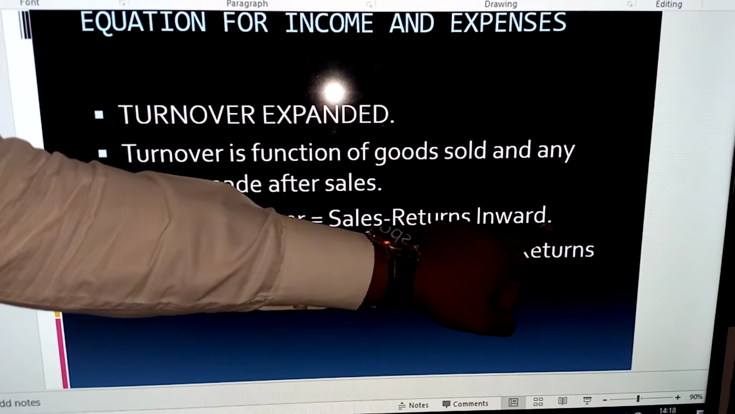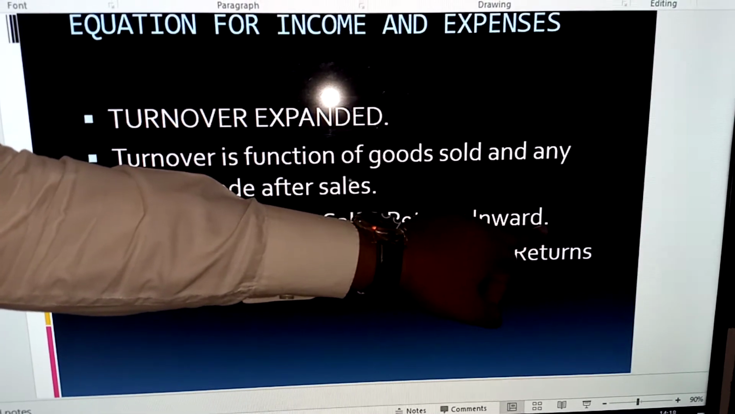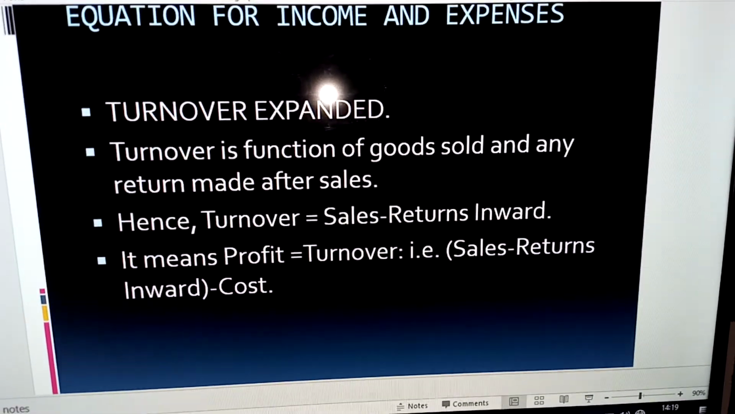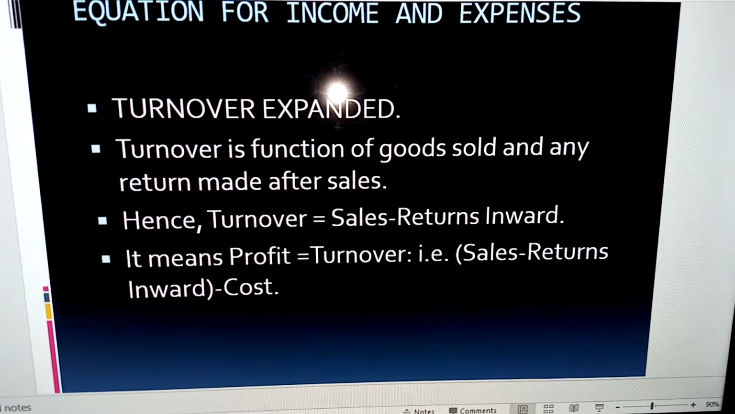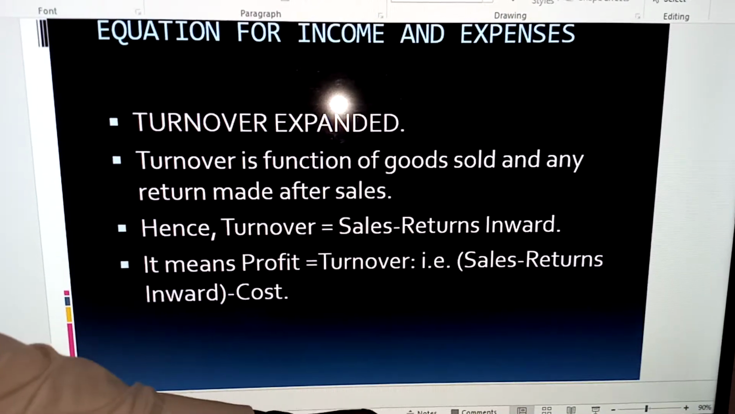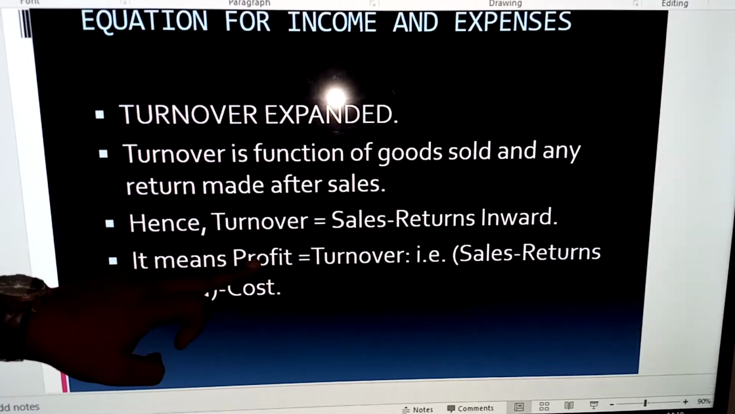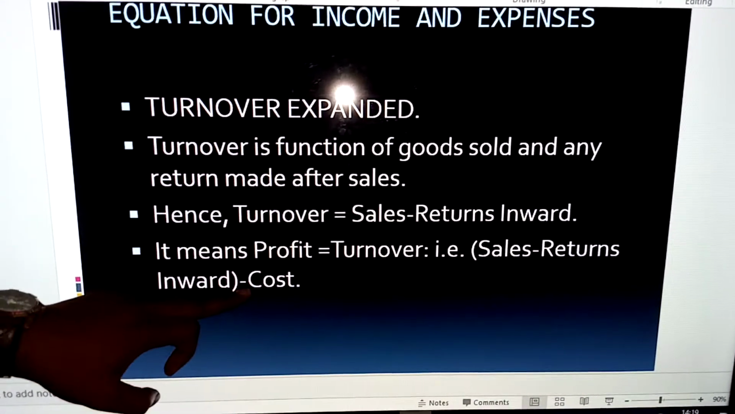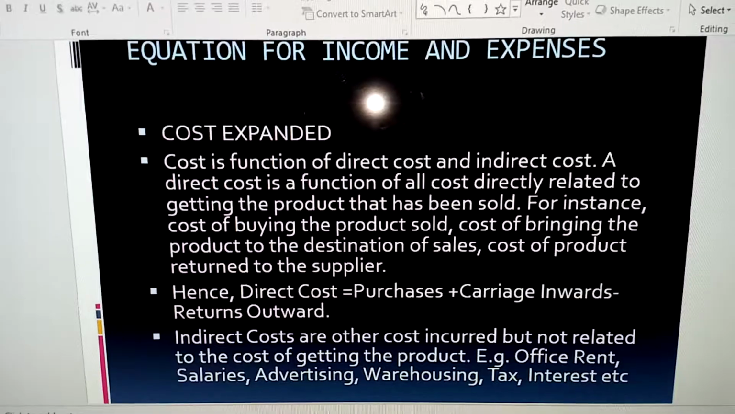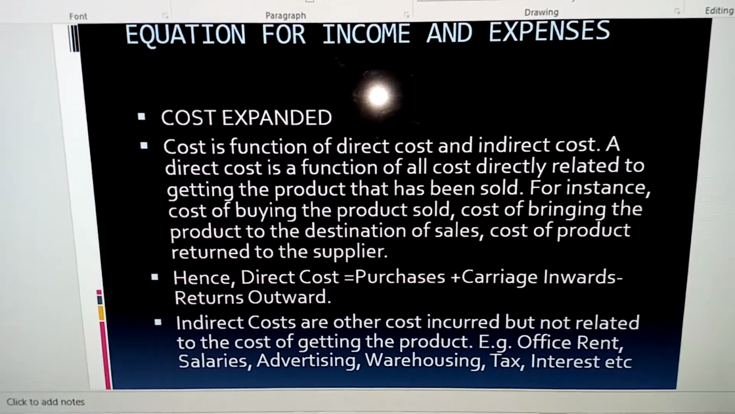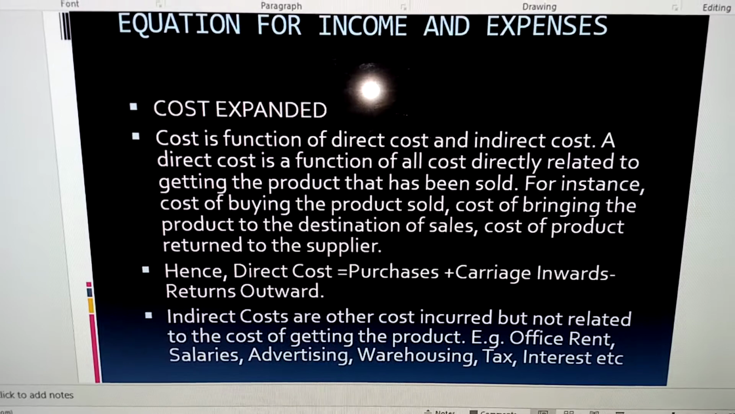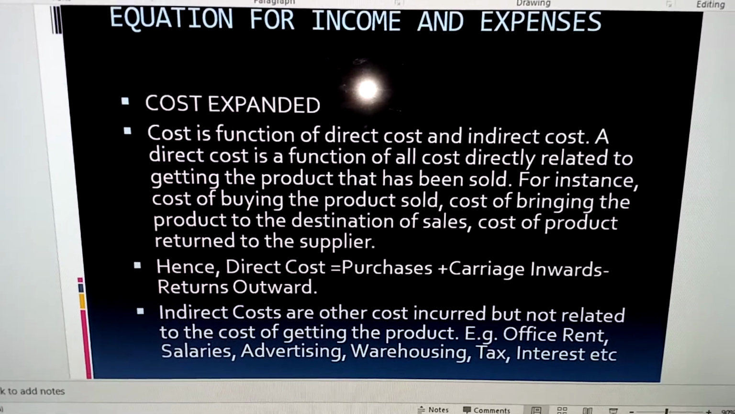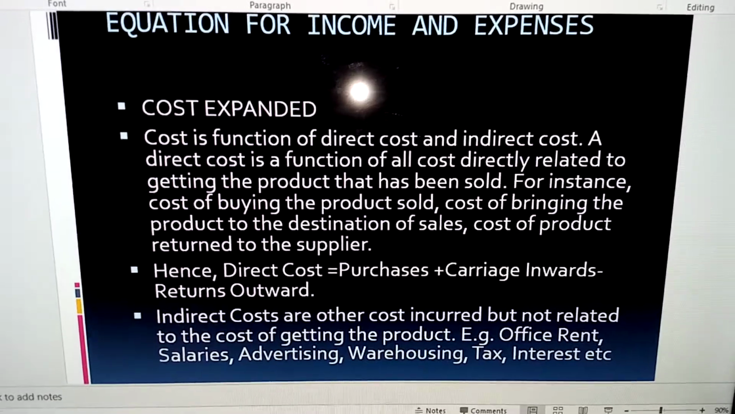For that returns inwards, returns made out of sales. Say you sold 4 units and then they return 1. So that means the sales will reduce to what? 3. So if we expanded turnover to sales minus returns inwards, then it means that what? The equation for the profit can be expanded as what? Turnover, which is sales minus returns inward minus cost. Having established that the turnover can be expanded to sales minus returns inward, and then the profit equation rewritten as what? Sales minus returns inward minus cost.